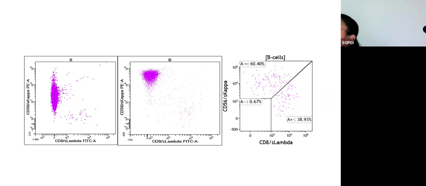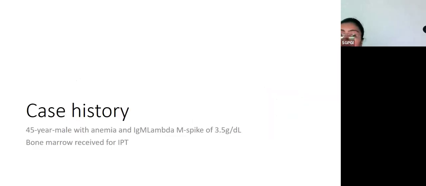Okay, so how many of you remember Hemant talking to you about issues with kappa lambda staining? Dr. Hemant discussed that in the morning, right? I also remember that. So why are these issues very important? Let us look at a few cases which highlight the problems that I have faced for kappa and lambda staining over a period of time. So this was a 45-year-old male with an IgM lambda M spike of 3.5 gram per deciliter, and we received a bone marrow for immunophenotyping. With an IgM lambda M spike, what do you think the patient has?